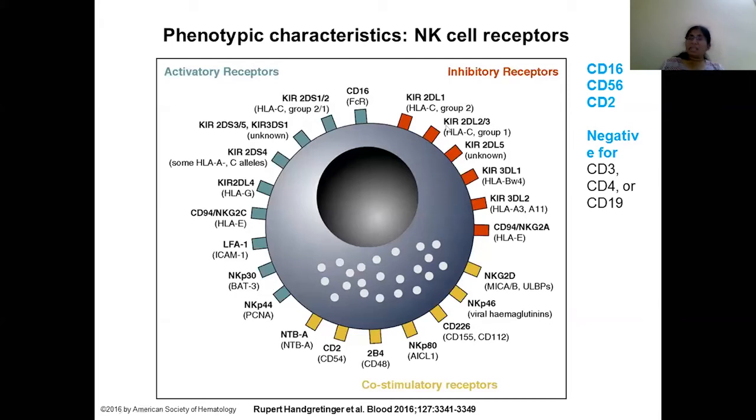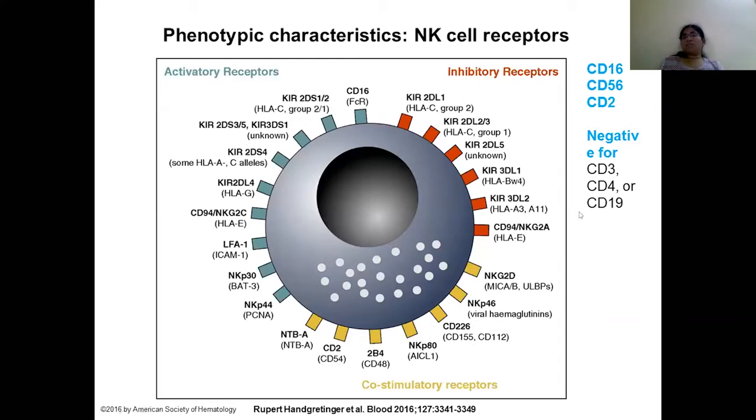At the same time, the NK cell also has inhibitory receptors, which are another type of killer-like immunoglobulins. There is a way to figure out whether they are activatory or inhibitory. And you have some more receptors like CD94, which is the receptor for HLA-E. There are also some co-stimulatory receptors present in the NK cell, which lead to activation of this cell.